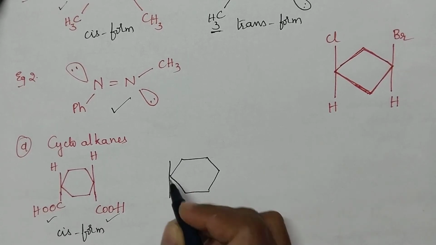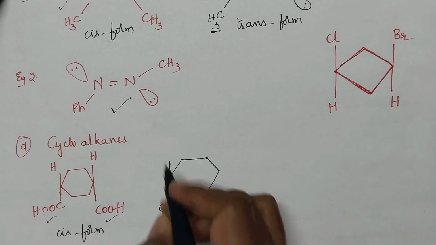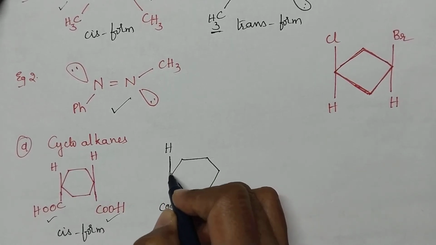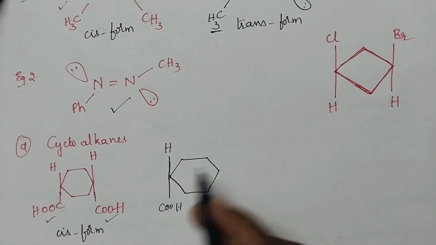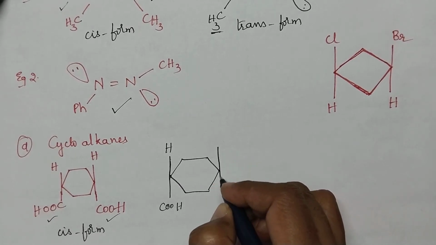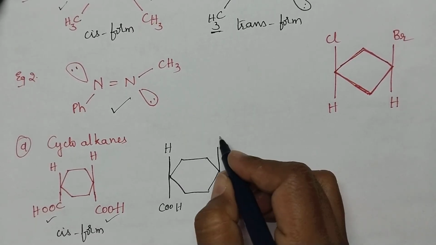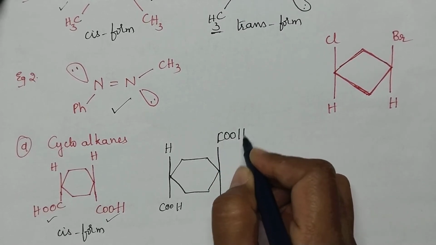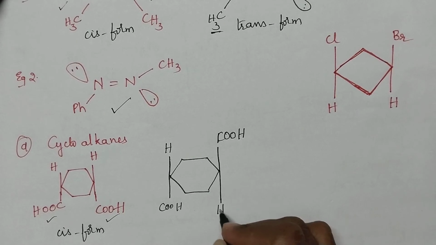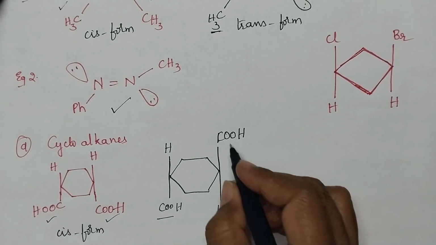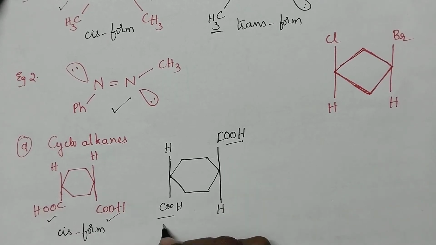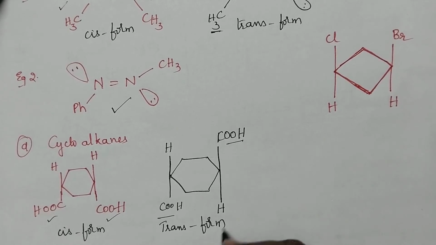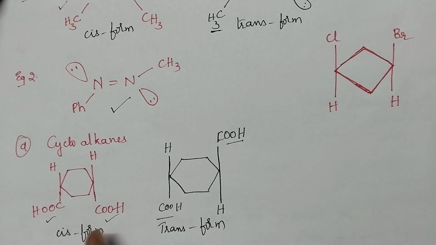Yes. No change in the position of atoms or groups present around the first carbon atom. And coming to the second one, you just rotate around the ring and hence the acid group is present above the ring and hydrogen will be present below the ring. Similar groups are present on the opposite sides of the ring and hence it is called as trans form. Is it clear? Do you know how to examine cycloalkanes?